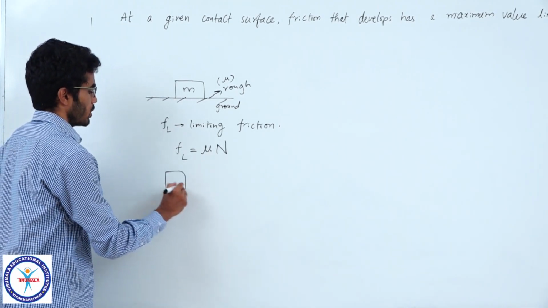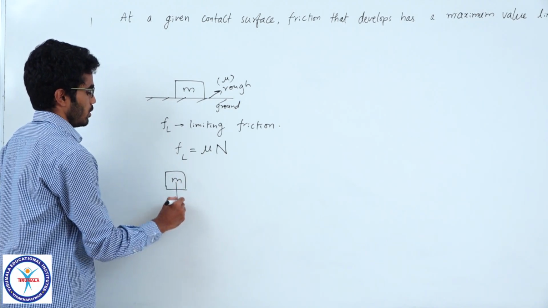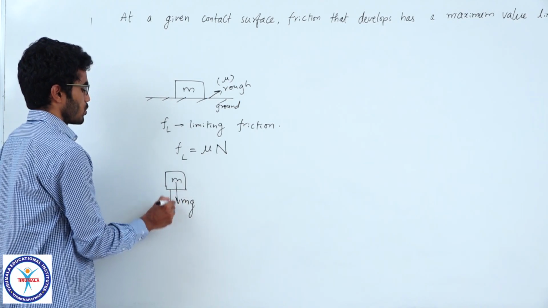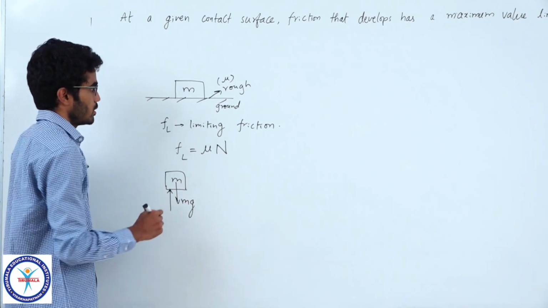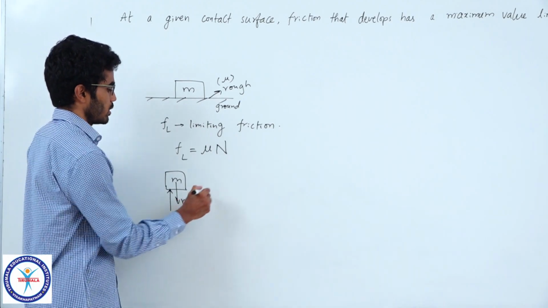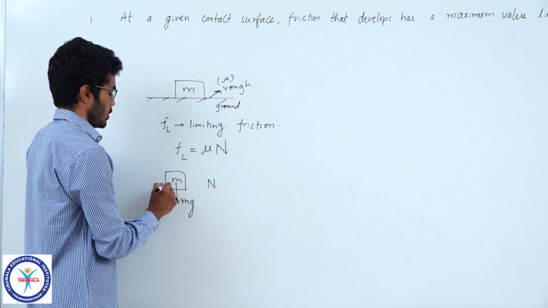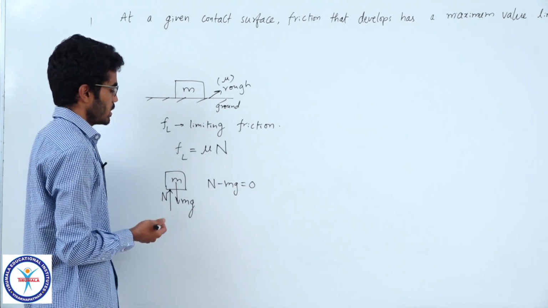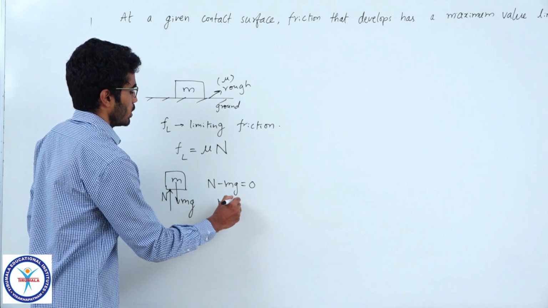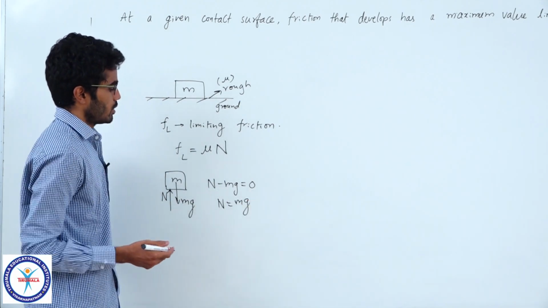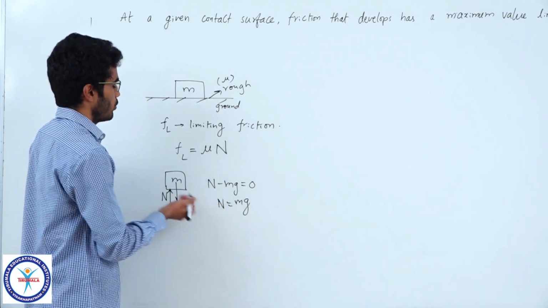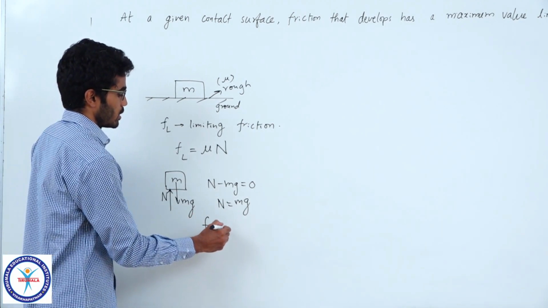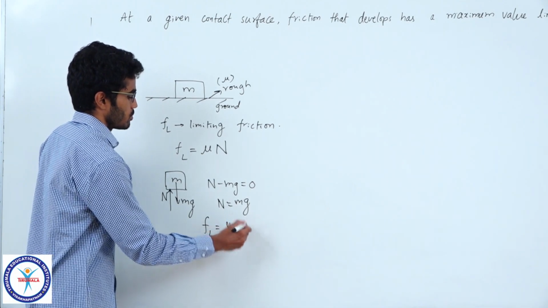Here, if you draw the free body diagram, this is the weight of the object and there is a normal reaction from the ground it experiences. These are the only two forces acting on the block. So, normal reaction upwards minus mg is equal to 0 because the block is in equilibrium. Now, how do you calculate it? In this case, the normal reaction that develops is equal to the weight of the object. So, the maximum friction you can have here is mu mg.